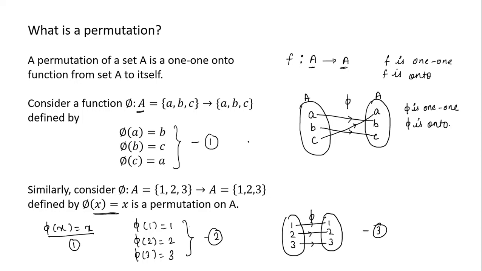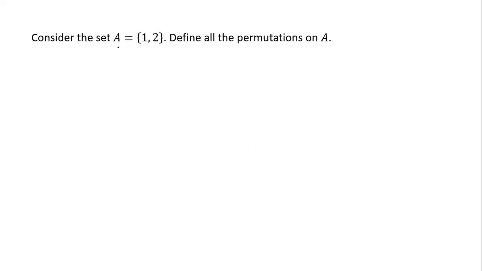Now let us consider our set A as {1, 2}, and let us see how we can define all the permutations on A. That is, how we can define all possible permutations on this set A equal to {1, 2}. What are the possible bijective functions from set A equal to {1, 2} to itself? Alright, let us see that. First let me map the elements of the domain here, and this is the codomain {1, 2}.